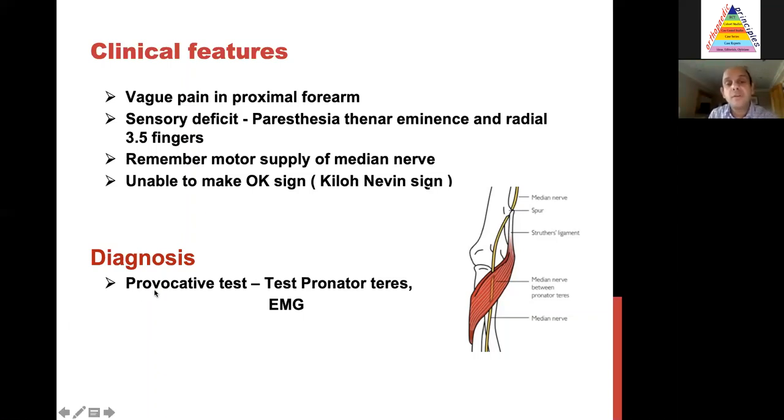And then diagnosis. So clinically, because it's going through two heads of pronator teres, if you do a resisted pronation with elbow flexed, nerve will get compressed between the two heads and patient will have pain. So you're increasing the pain and making a diagnosis. It's like doing a Tinel's test or a Phalen's test or a modified Durkan's test in a carpal tunnel. And then of course you can do your EMG or nerve conduction studies.